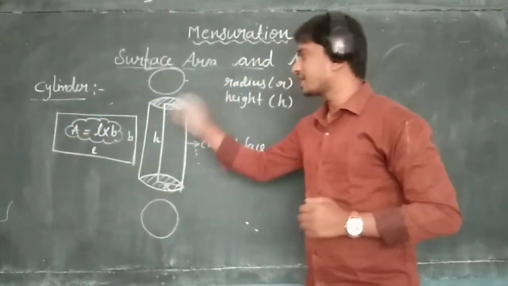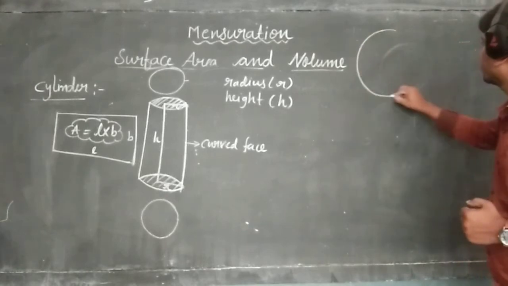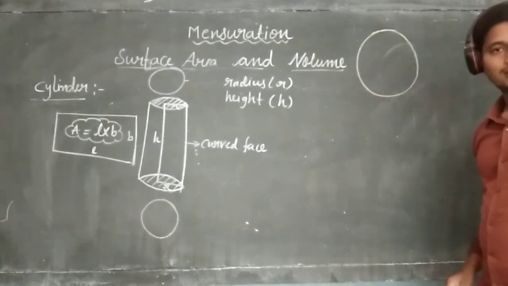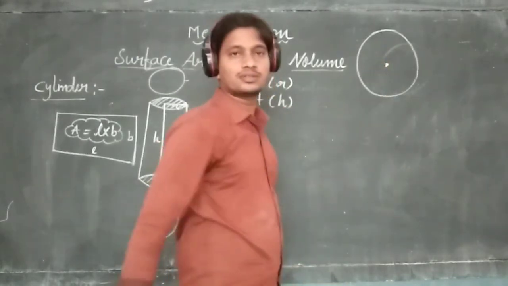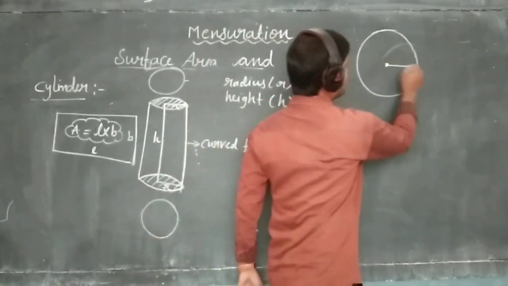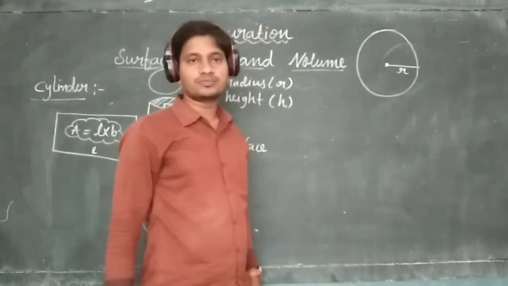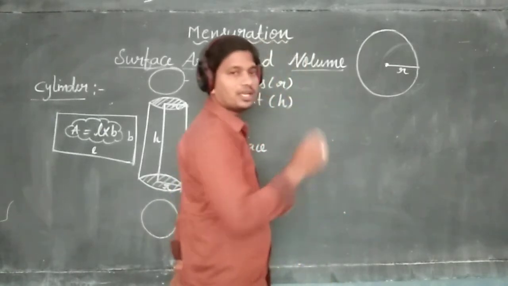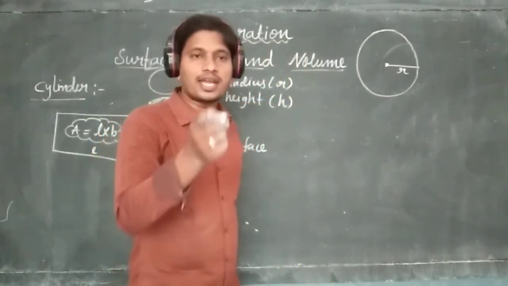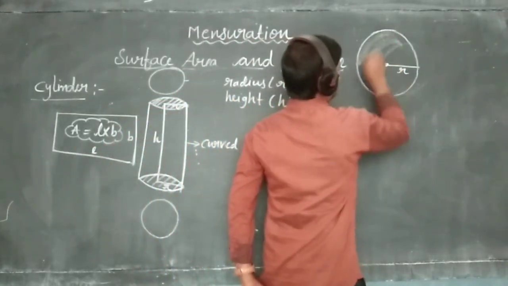Okay. Now coming to circle. This is our circle, which is the center of the circle, and this is our radius. What is the area of circle? What do you mean by area? Area is nothing but the region enclosed by a closed figure. This is our area, beta.